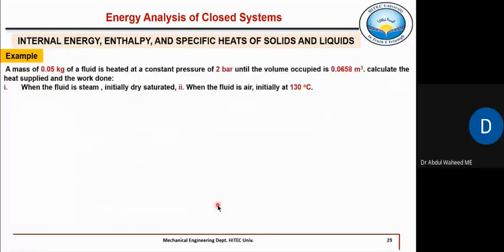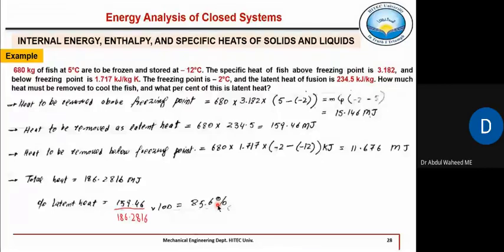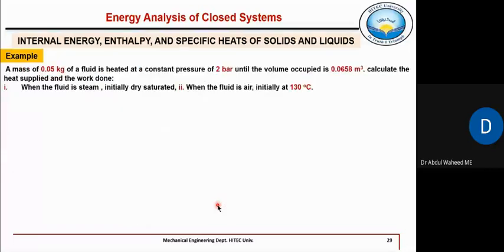Okay, so let's solve another problem. Now you repeat. Of all the problems we have solved, every problem is different from the other problem. Now let's solve another problem. Let's solve one more problem. Now in this you will see the situation is totally different.